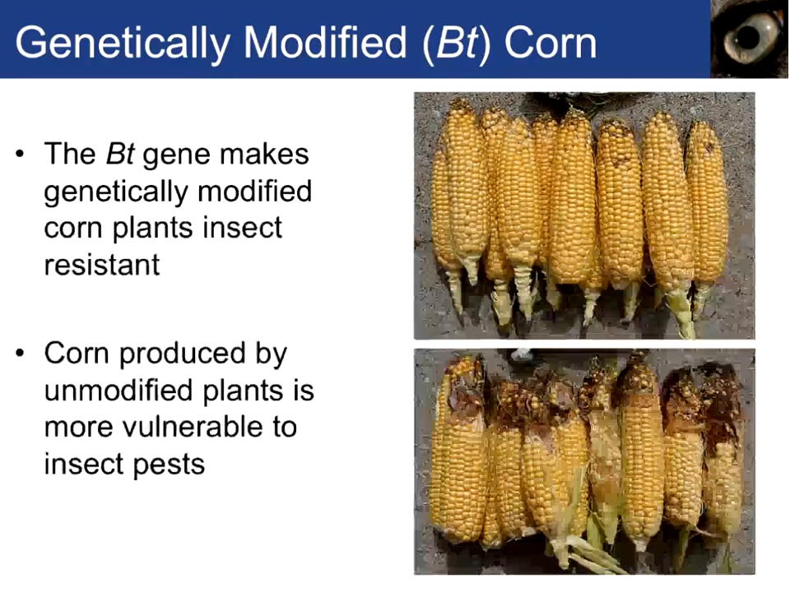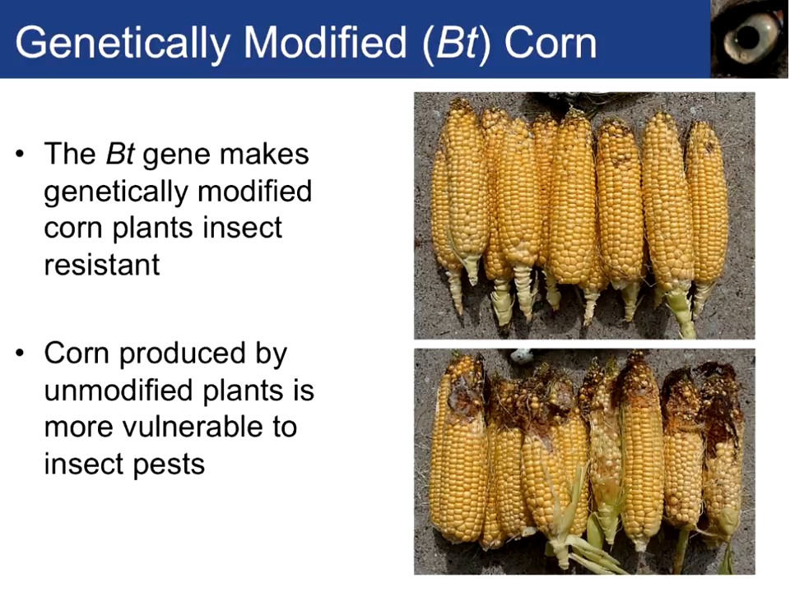So this slide shows how inserting the BT gene into corn makes the genetically modified plants insect resistant without using chemicals, as you can see in the top picture. The insect larvae eat the corn that contains the BT gene and are immediately killed so they can't continue to eat the crop. Corn produced by unmodified plants is more vulnerable to insect pests because the larvae grow up and lay more larvae, and the crop becomes destroyed, like the picture you see on the bottom.